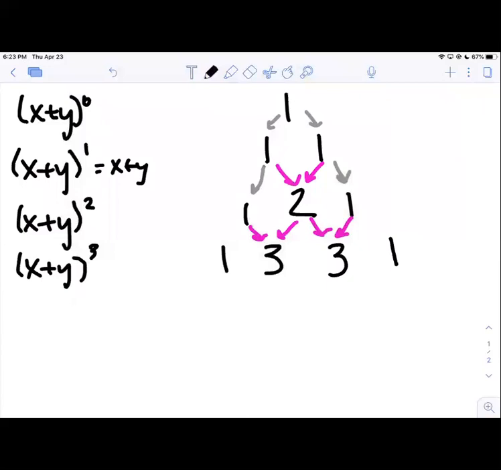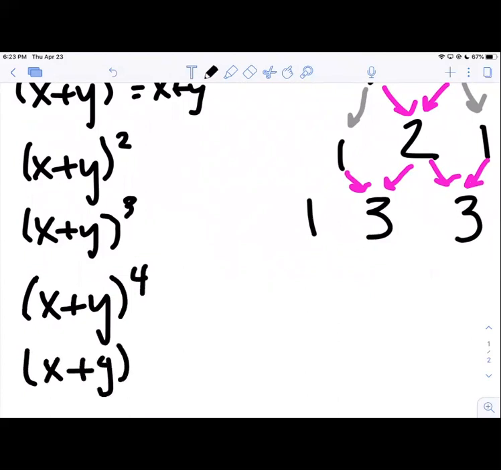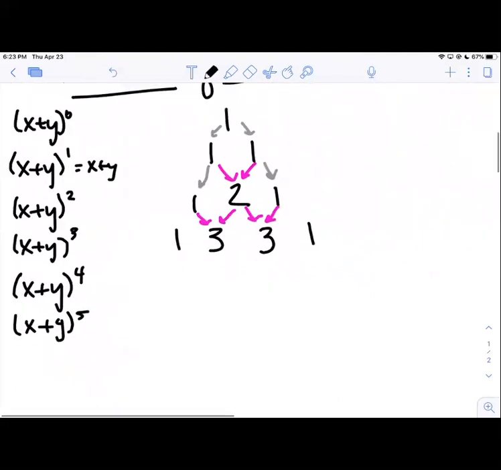Okay, we're going to go all the way up to x to the 5th. So we're going to do 2 more rows. If you think that you got it, I would pause this video and maybe try it on your own and then check back in. So I'm going to do x plus y to the 4th and x plus y to the 5th using my pattern.